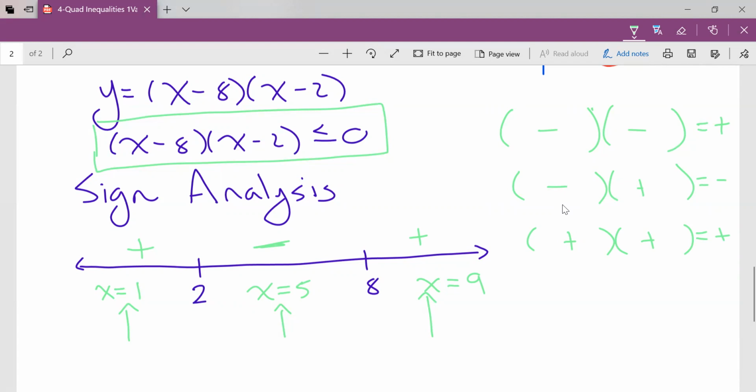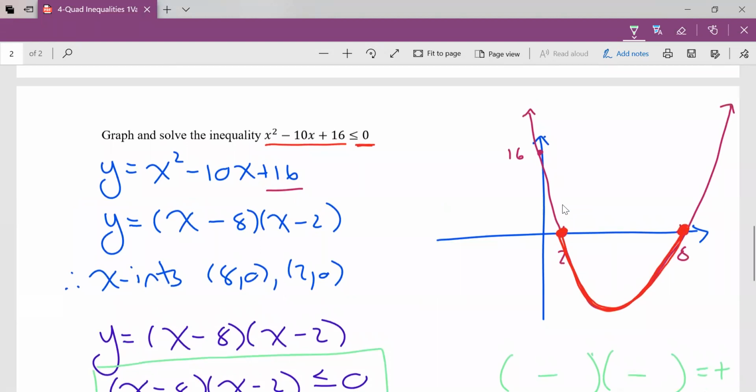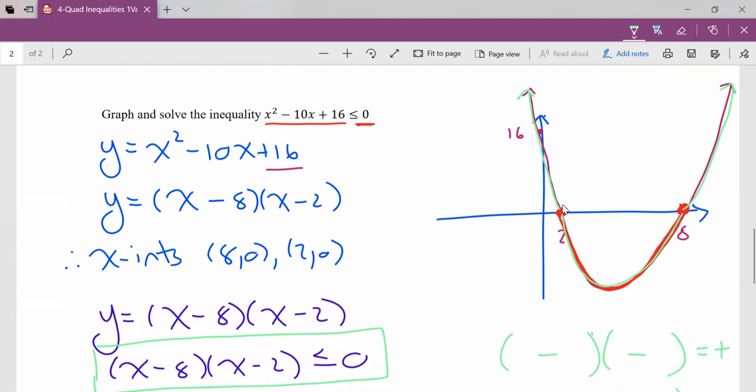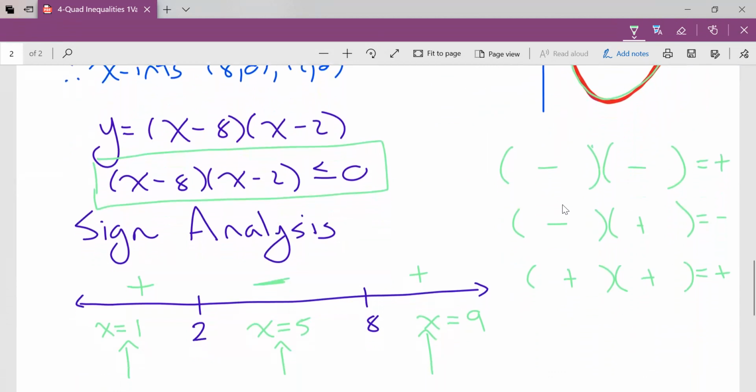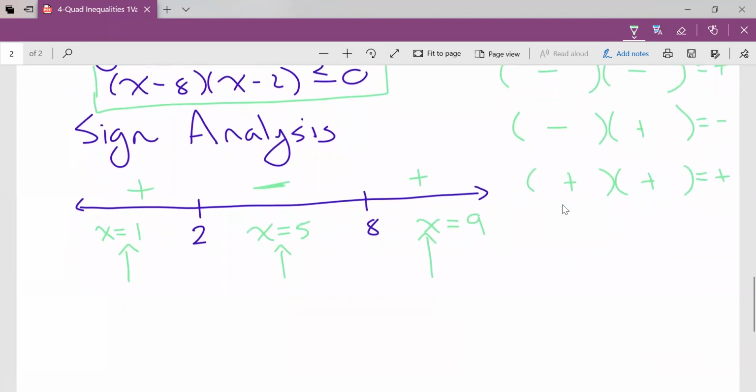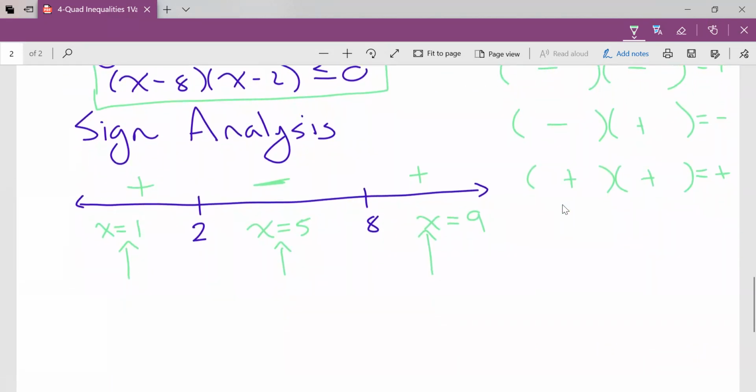Well, what the heck does that mean? Let's go look at the graph. It says I'm positive on my sign analysis where I'm less than 2. It says I'm positive where I'm greater than 8. And I had a negative when I was between 2 and 8. Guess what we just did? On the sign analysis, we were able to figure out where our graph would be positive or negative. That's what we just did.